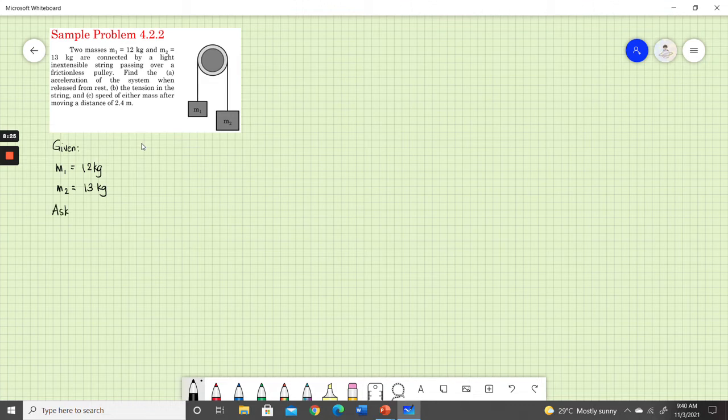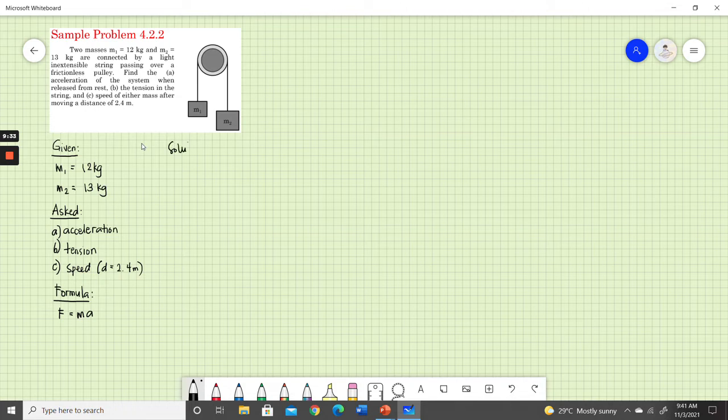So, what we're being asked: first, what is the acceleration for the entire system? What is the acceleration happening for the entire system? B, they're also asking what is the tension experienced by the strings pulling on these masses. And lastly, we are to solve for the speed of one of the masses at d equals 2.4 meters. So at d equals 2.4 meters, what is the speed? And remember, the formula we will still use is the second law of motion, which is F equals ma.